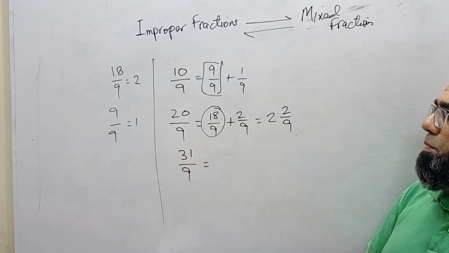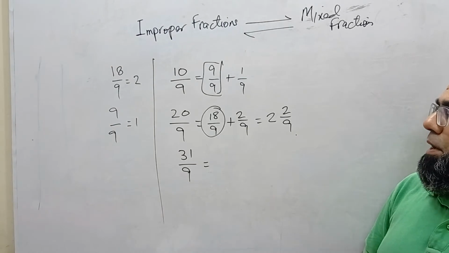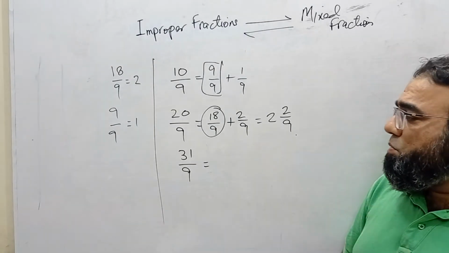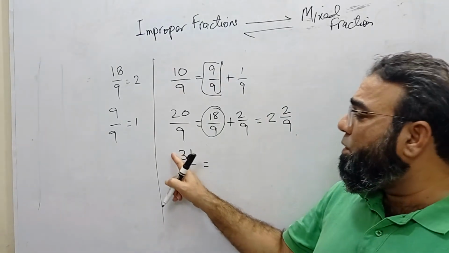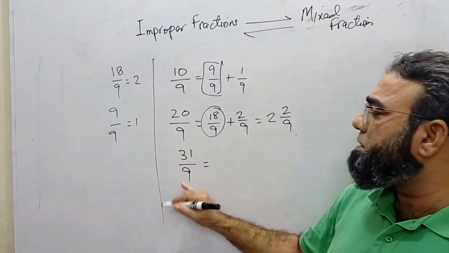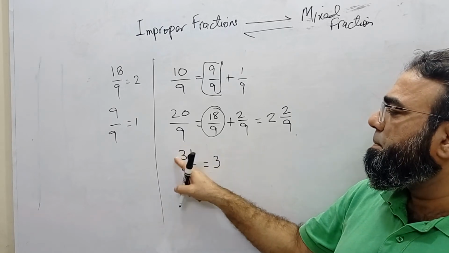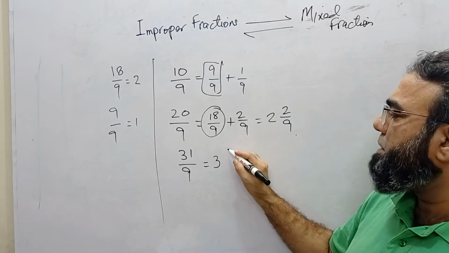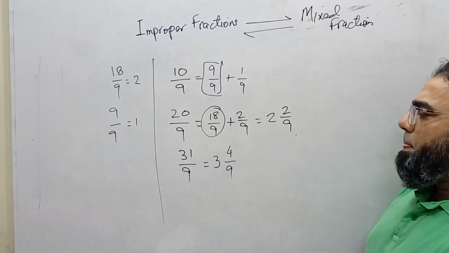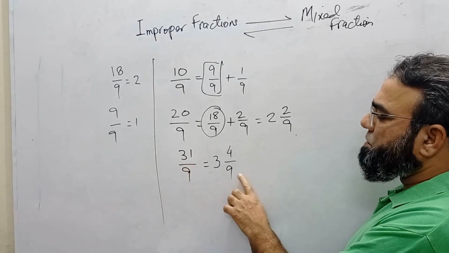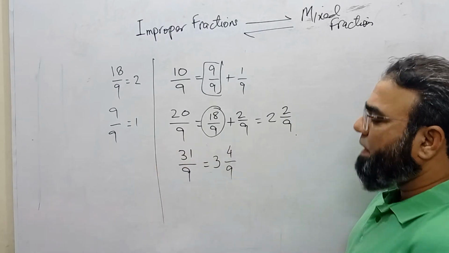So I have to keep on trying this until my value is either equal to the numerator or goes beyond it. You see that 9 4 times is 36, and 9 3 times is 27. So how much is left over here? That is going to be 4. So this is 3 whole 4 over 9. If you want to check your answer, 9 3 times is 27, and 27 plus 4 is going to be 31 over 9.